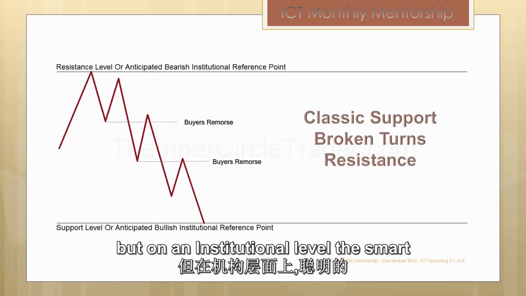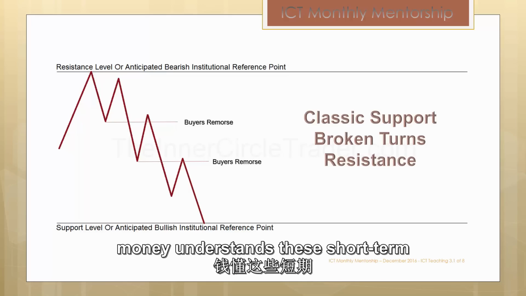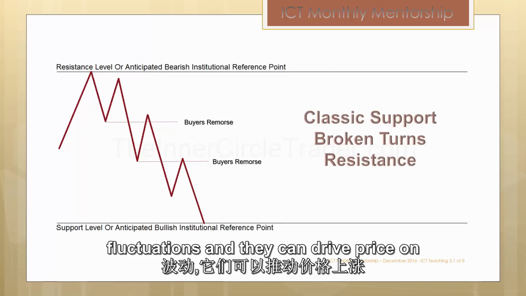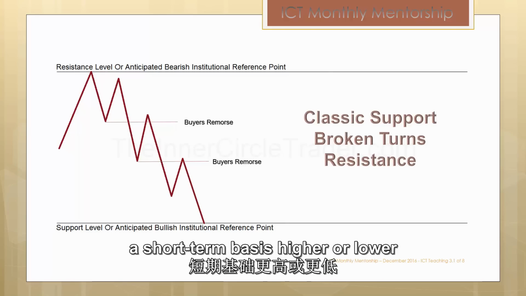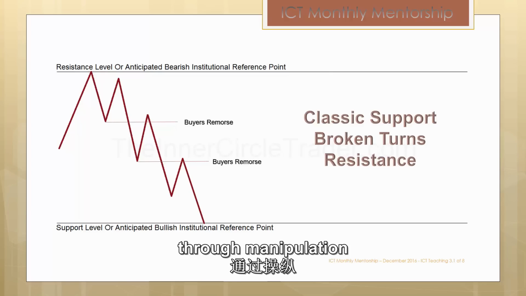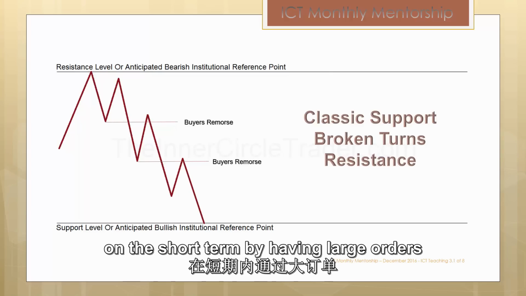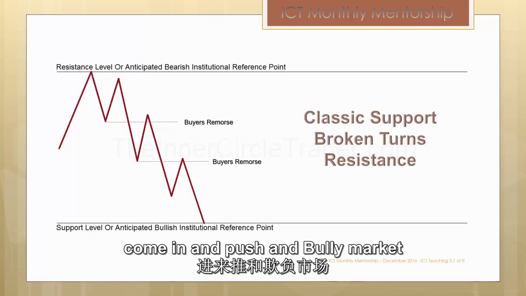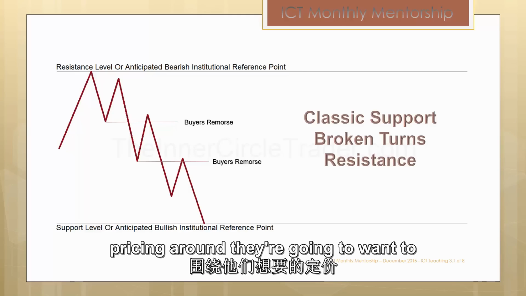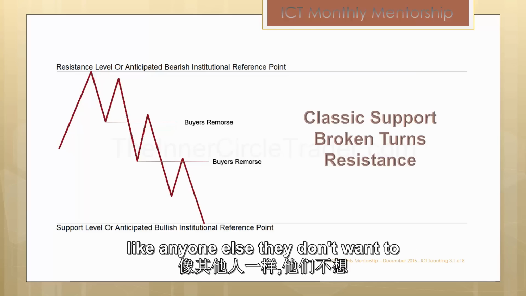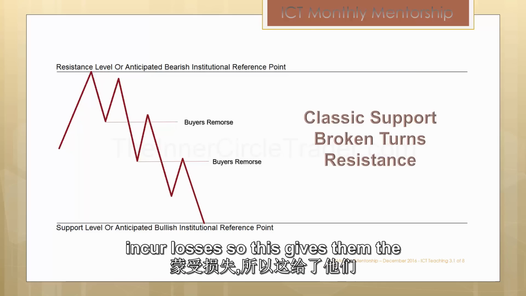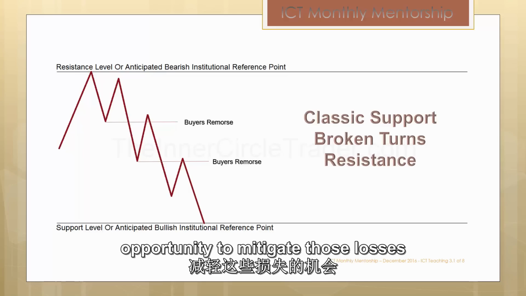But on an institutional level, the smart money understands these short-term fluctuations, and they can drive price on a short-term basis higher or lower through manipulation. So if they're going to manipulate price on the short term by having large orders come in and push and bully market pricing around, they're going to want to liquidate those positions because just like anyone else, they don't want to incur losses. So this gives them the opportunity to mitigate those losses.